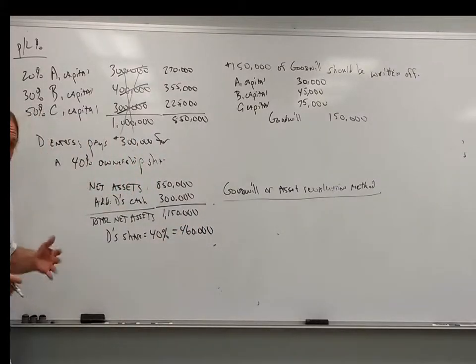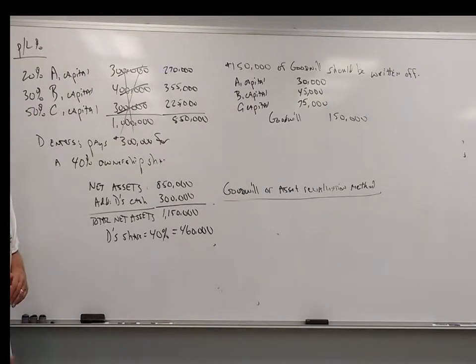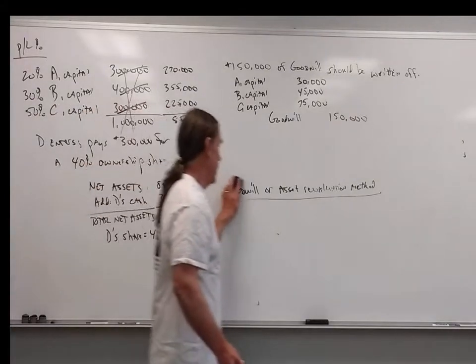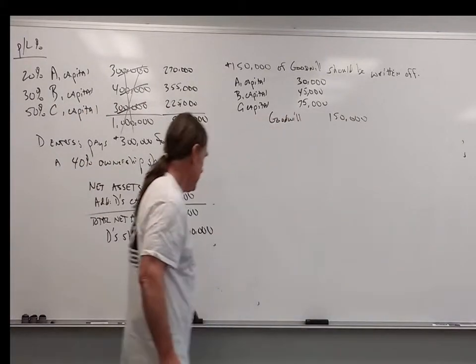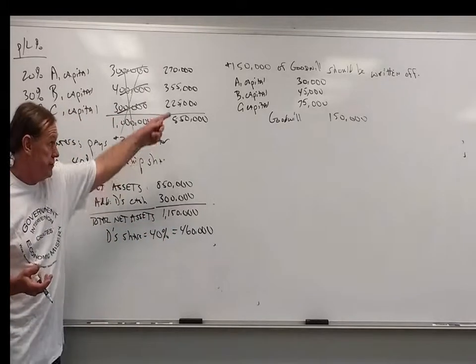So D is still getting it at a discount, but the discount isn't as big because we sort of met them halfway. So look, you're paying less than book value, but we're going to write the book value down as part of the process. Now, under the goodwill or asset revaluation method, we say, okay, we've cleaned up the balance sheet. We've revalued the assets to fair value.